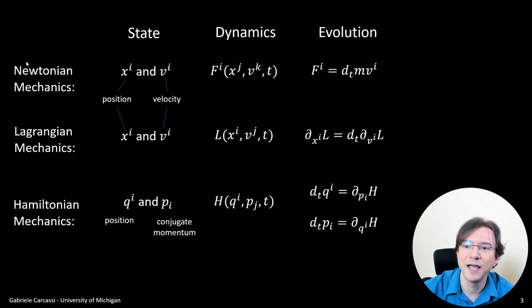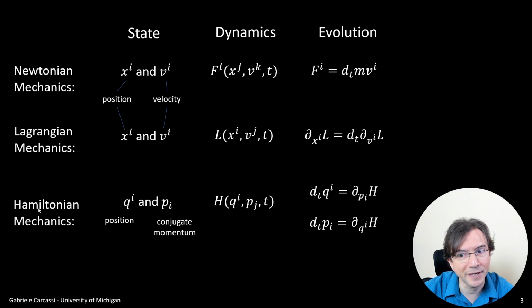And since we're going to be talking about the different formulations of classical mechanics, we should remind ourselves what they are. You have Newtonian mechanics, and the state is given by position and velocity. The dynamics is imposed by a force, which is a function of position, velocity, and time. And you have a law of evolution that is F equals ma, or more generally, the derivative of the kinetic momentum. In Lagrangian mechanics, the state is described by position and velocity as well. The dynamics is given by a Lagrangian, which is a function of position, velocity, and time, and the evolution is given by the Euler-Lagrange equations.